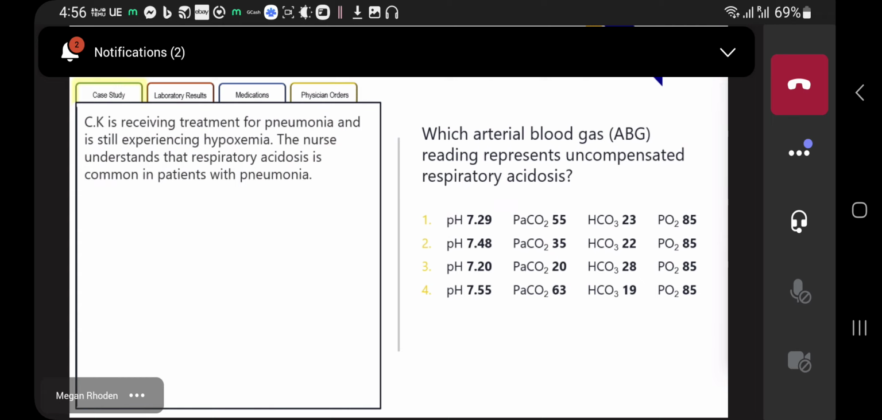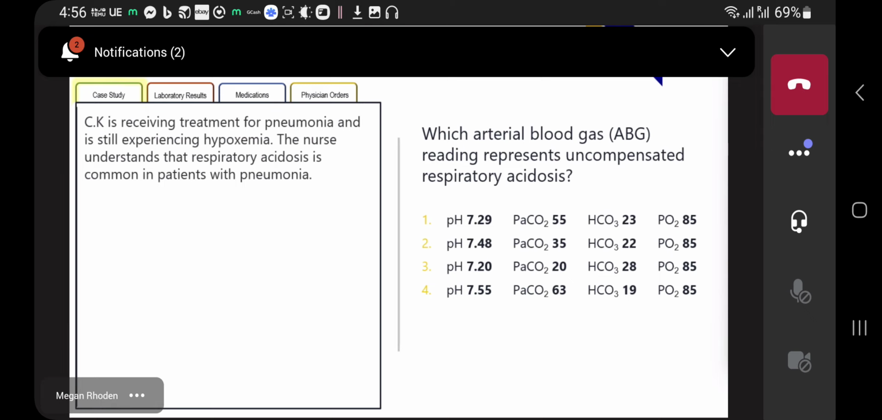Question number 8. CK is receiving treatment for pneumonia and is still experiencing hypoxemia. The nurse understands that respiratory acidosis is common in patients with pneumonia. Which arterial blood gas, ABG, reading represents uncompensated respiratory acidosis? All right, so we have an ABG question. We will do ABG interpretations on the next slide. We'll talk about it a little bit more.